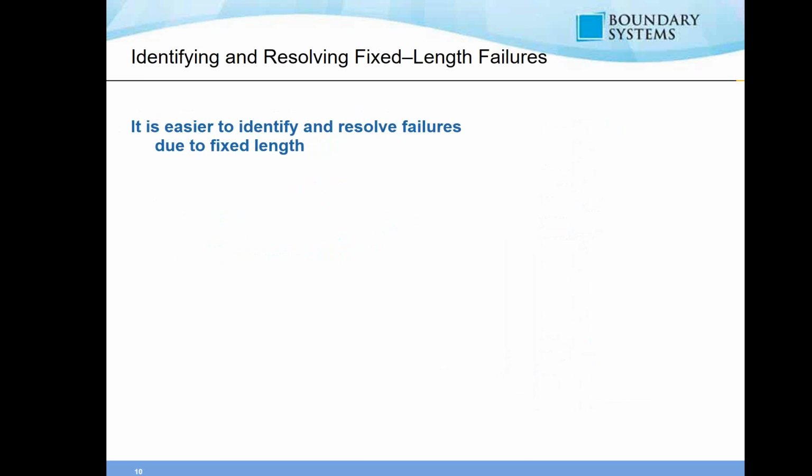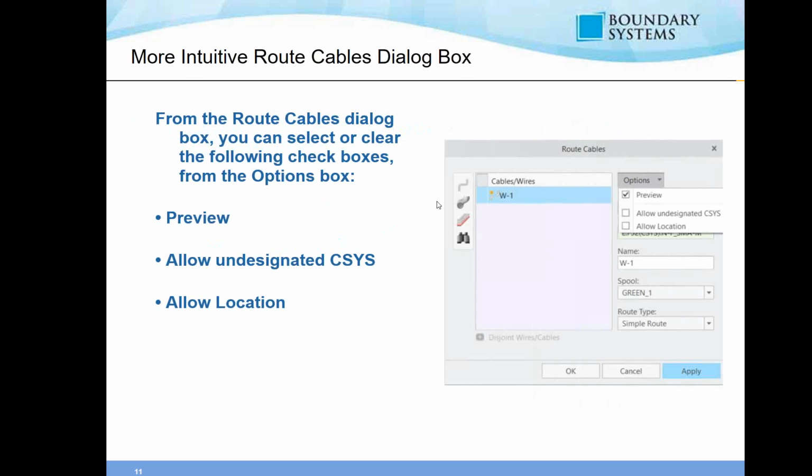And then identifying and resolving fixed length failures. So now, whenever you have a wire that has a fixed length and maybe you move a component, of course, it won't be able to regenerate that length anymore. So you'll be able to easily resolve that. And I'll show you that here.